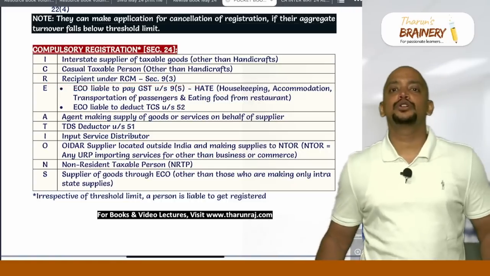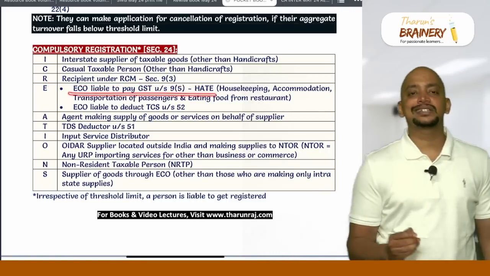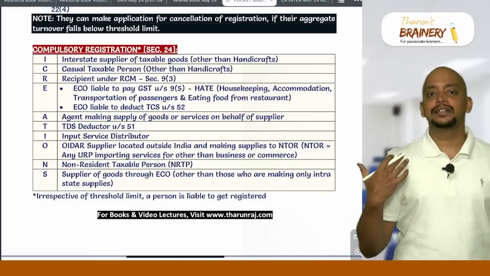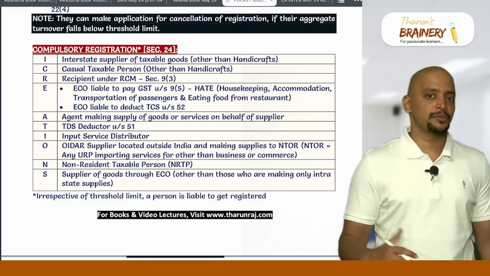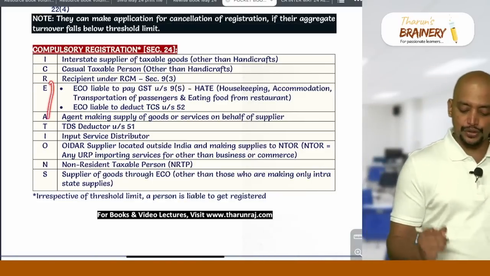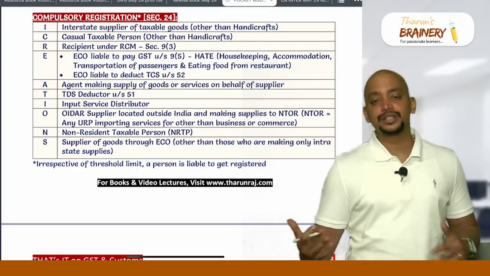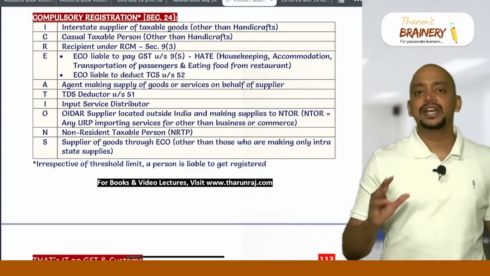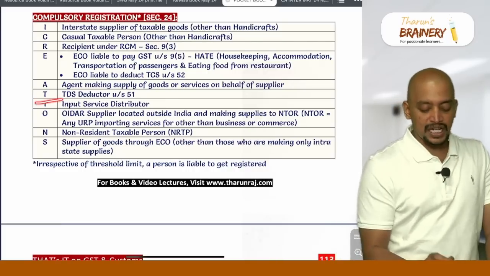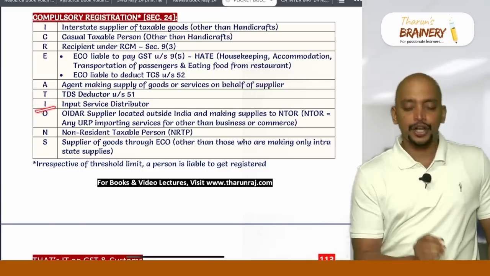Then R for recipient who is liable to pay GST under RCM, section 9(3), and E for e-commerce operator liable to pay GST under section 9(5), that is HATE: housekeeping service, accommodation service, transportation of passengers, and eating food from the restaurant. Or an e-commerce operator liable to deduct TCS under section 52. So these 2 e-commerce operators are compulsorily required to get registered. Then A for agent making supply of goods or services on behalf of the supplier. Every agent making supply on behalf of the principal is required to get compulsorily registered. T for TDS deductor. TCS deductor is already covered under e-commerce operator. I for input service distributor.